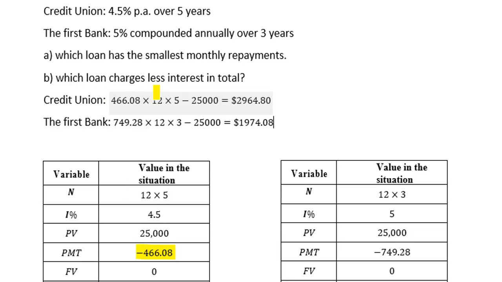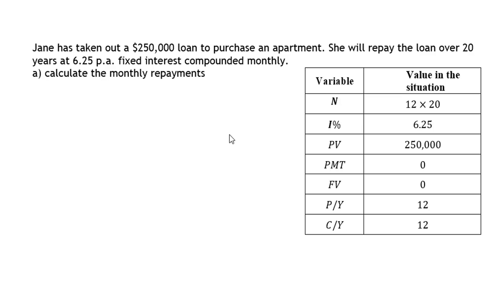But for B, which loan charges less interest in total? How do you figure out the total interest you will pay? You will use this PMT times this N. This is how many repayments you made. Then minus the loan you borrowed, that's 25,000. So you get these two numbers. You could say the First Bank will pay less interest in total. Now let's go to the next question.